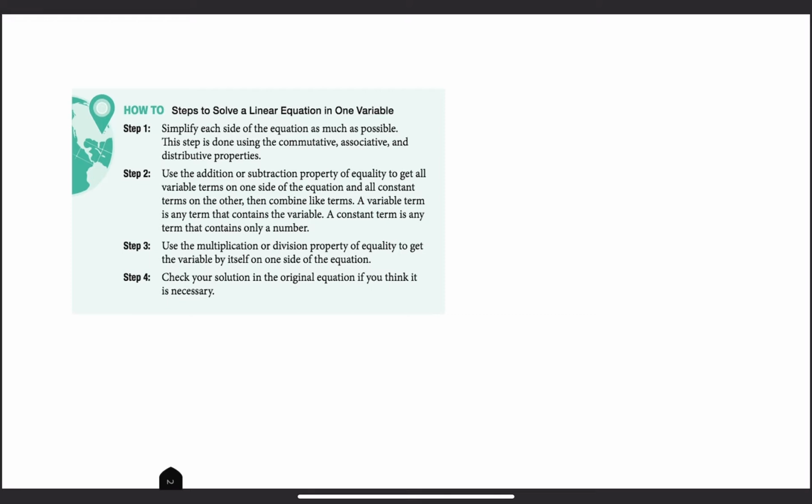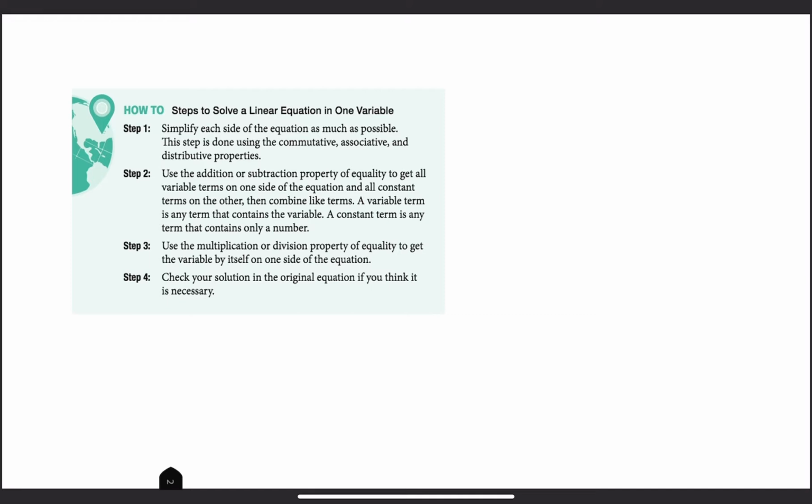And then once we've done that, we will get into the meat of solving, isolating the variable by using the addition and subtraction properties of equality to get all the variable terms on one side of the equation and all constant terms on the other side. Then we'll combine the like terms. A variable term is any term that contains the variable. A constant term is any term that contains only numbers.